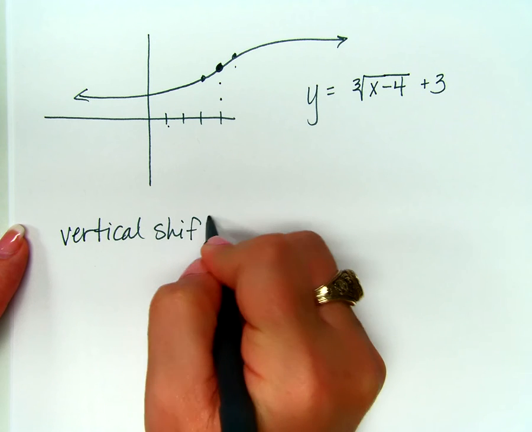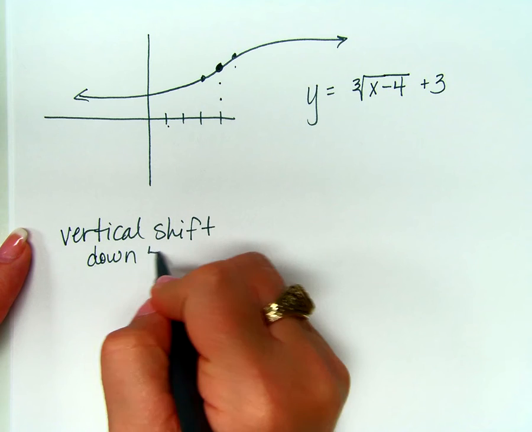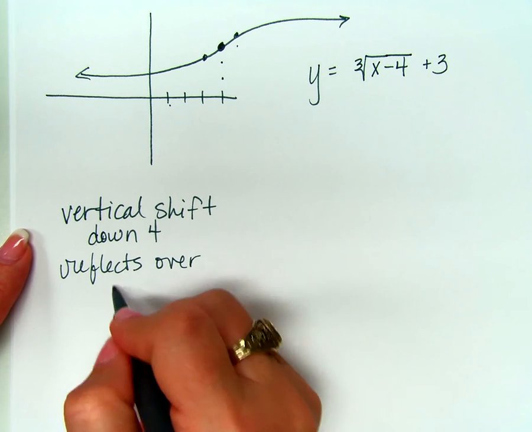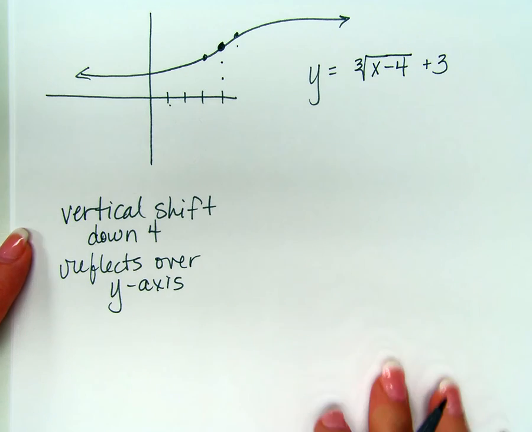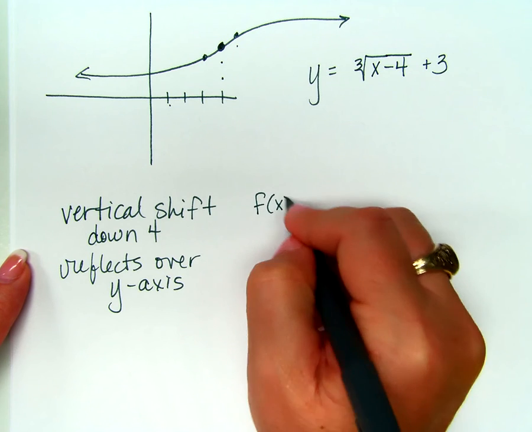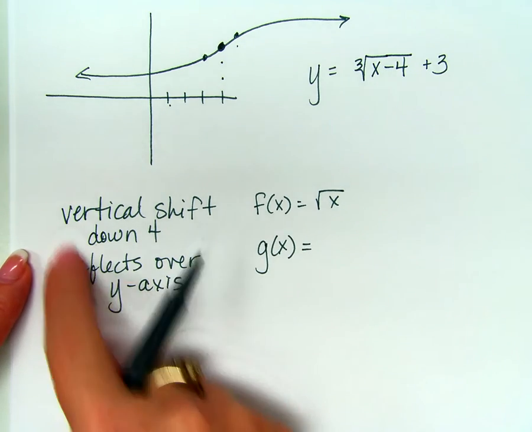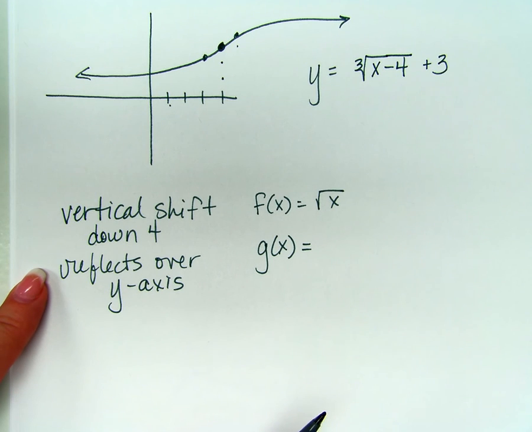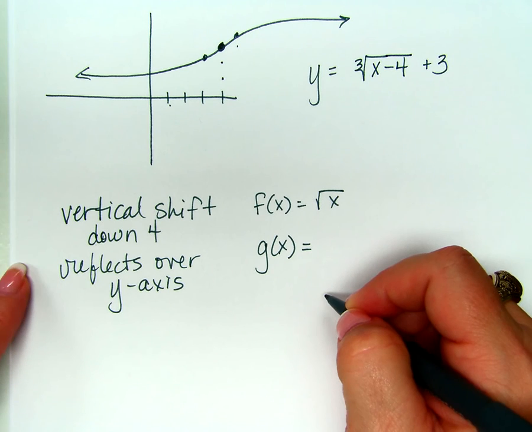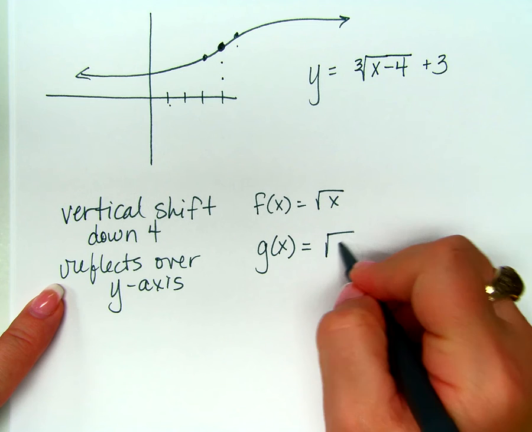vertical shift, let's see, vertical shift is up or down, so how about down 4 and reflects over the y-axis. Tell me the equation. And I'll say, here, f of x is the square root of x. Tell me what g of x is with those kinds of shifts. Okay, wait, so it's saying that f is our parent. That's what you start with. So write g for me. Write the change.